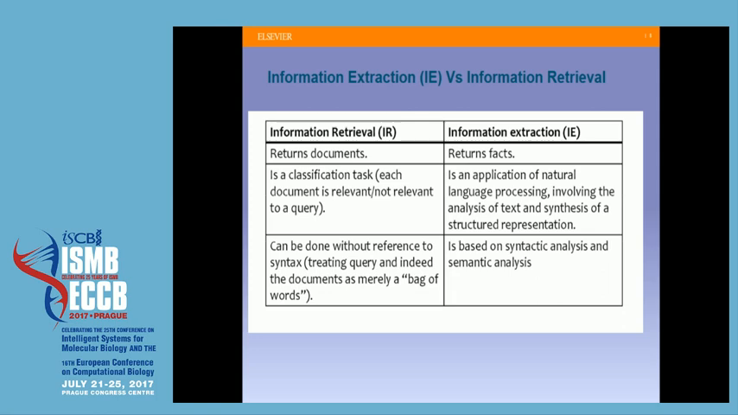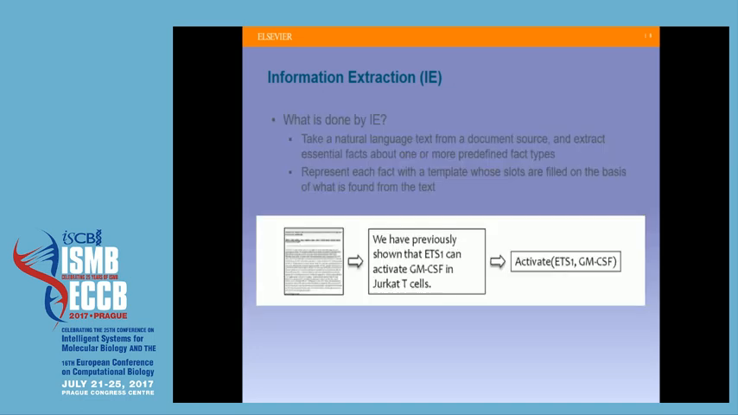And so this is just the difference between information retrieval and extraction. Retrieval is what you get with a Google search, which is excellent, by the way, but it's essentially keywords and co-occurrences, okay? With a semantic analysis, you're actually getting information extraction. So just to give you an example of how the NLP works, you come across a sentence, say in an abstract that says, we have previously shown that S1 can activate GM-CSF and JERCAT T cells.